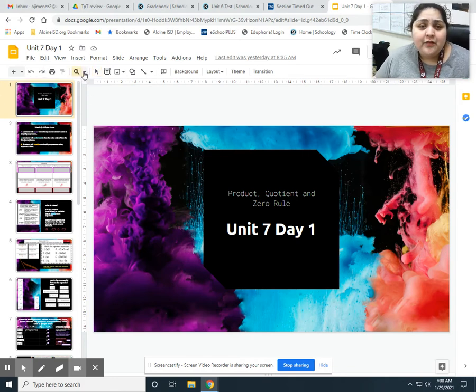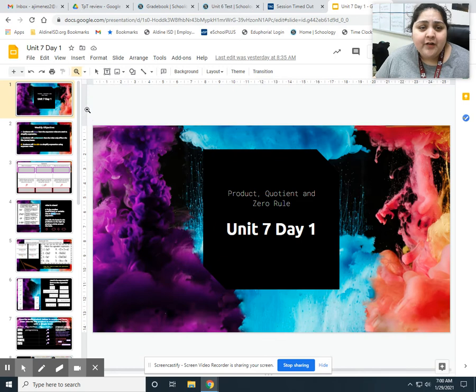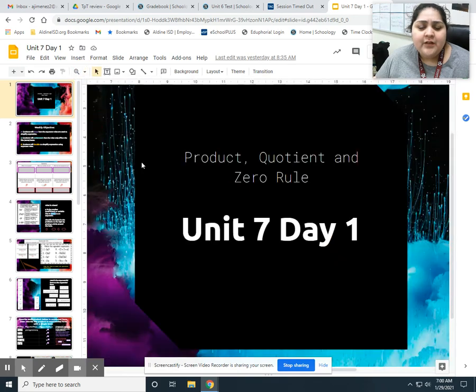So I'm going to try to zoom in a little bit more on here so we can see it better. Let me see if I can. Zoom right in for 200. There it goes. Okay, so unit 7, day 1, sorry. Product, quotient, and zero rule.